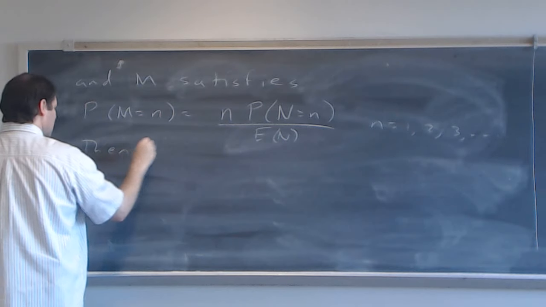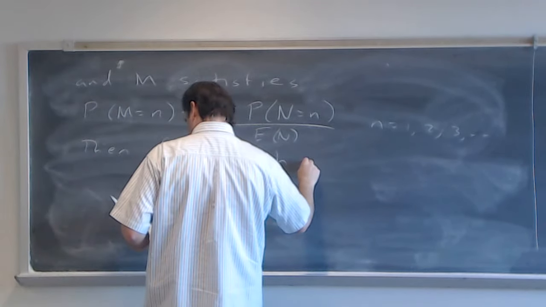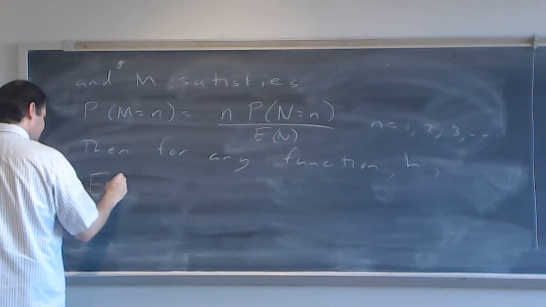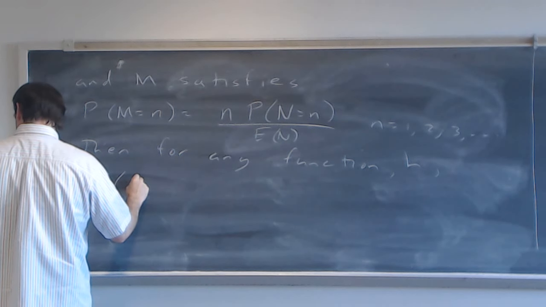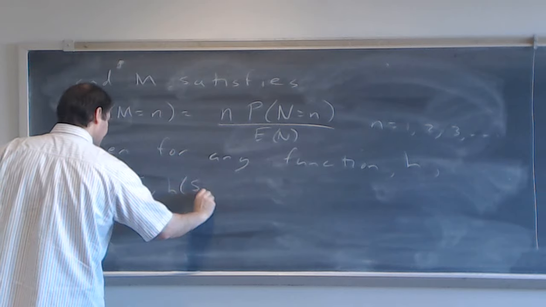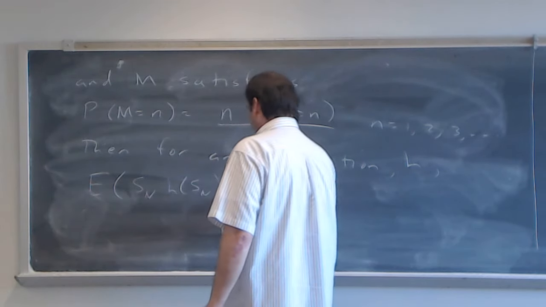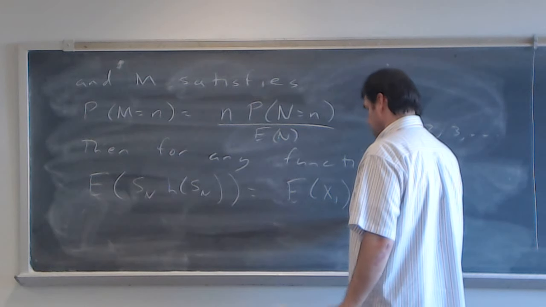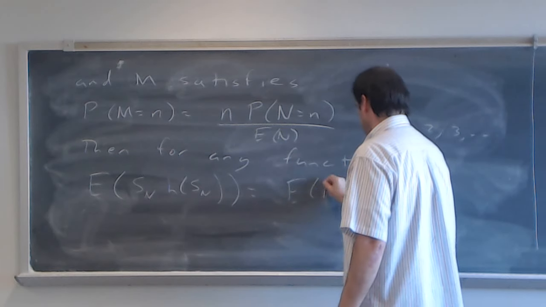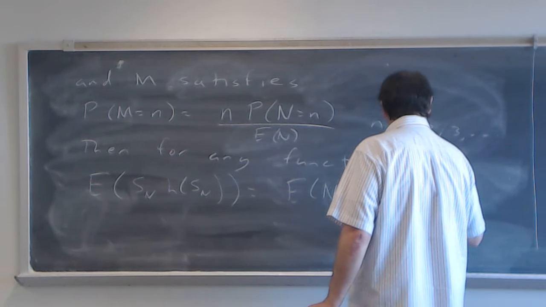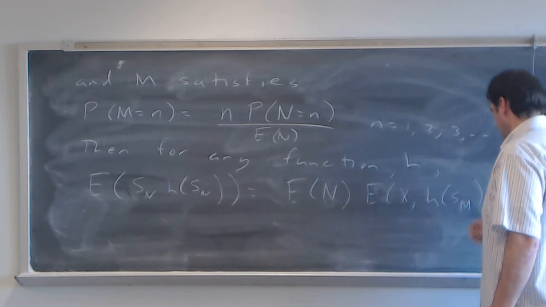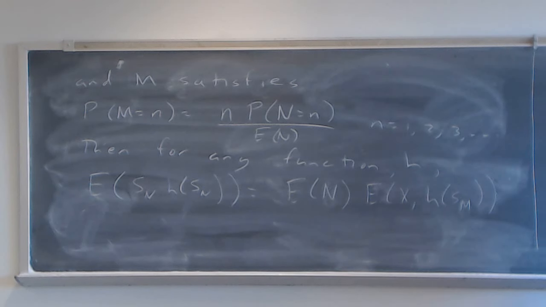Then, for any function h, what we have is the expected value of S sub N times h of S sub N will be equal to the expected value of X sub 1 times the expected value of N times the expected value of X sub 1 times h of S sub M. Sorry, the wrong thing, it should be M. Okay, so that's the compound random variable identity. That's what we want to prove.